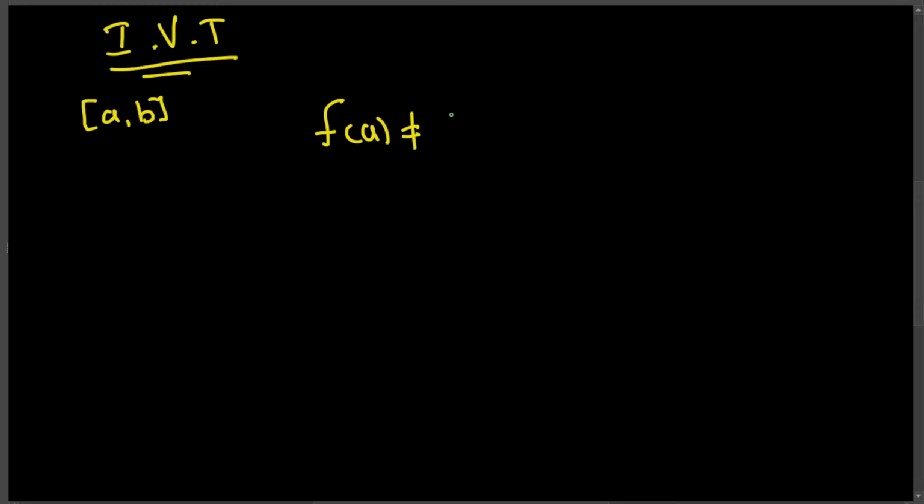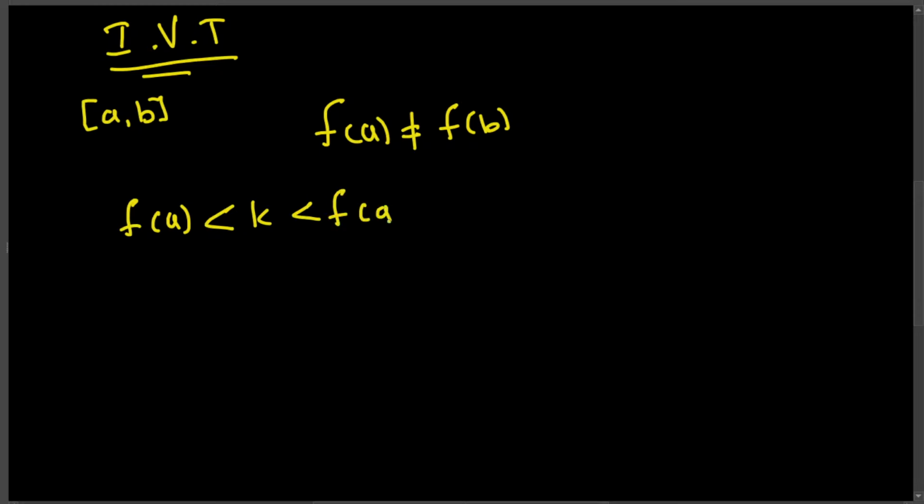An example of intermediate value theorem, IVT. Okay, what the intermediate value theorem says is, let's say there's points a and b given and the function is continuous from a to b. If f of a is not equal to f of b, then there exists a value between f of a and f of b. That is the intermediate value theorem.